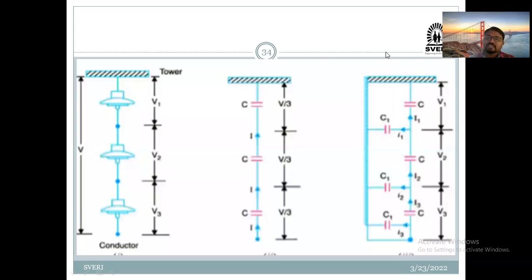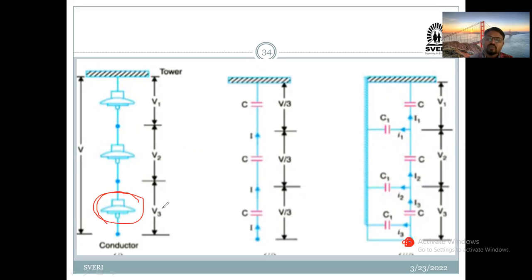What were they saying? Now, where is our conductor present? Our conductor is present here. Okay? Means, what they want to say is that the disc which is nearest to the conductor. Nearest to the conductor, manje kutli disc yenar hai? That is nothing but this third disc. And what is the voltage across this third disc? That is nothing but the V3. So, the disc which is nearest to the conductor will have maximum voltage across it.